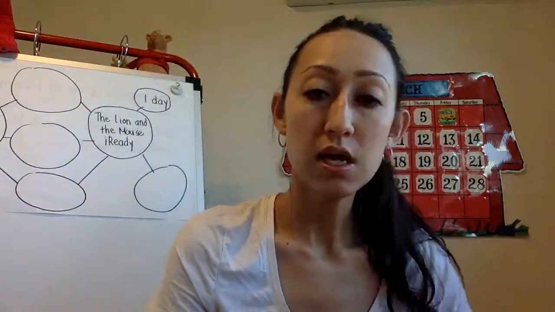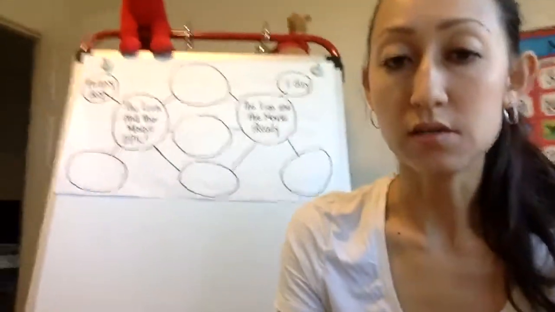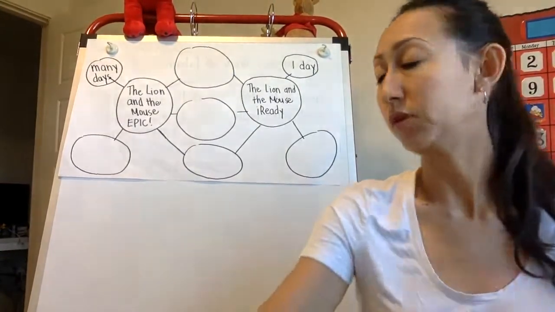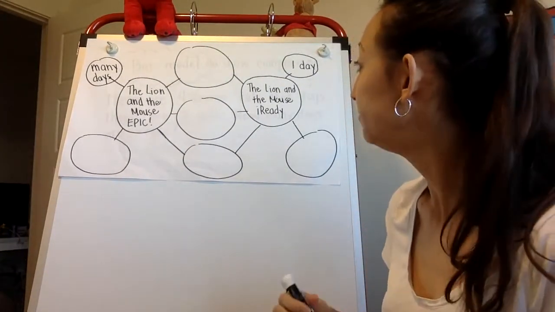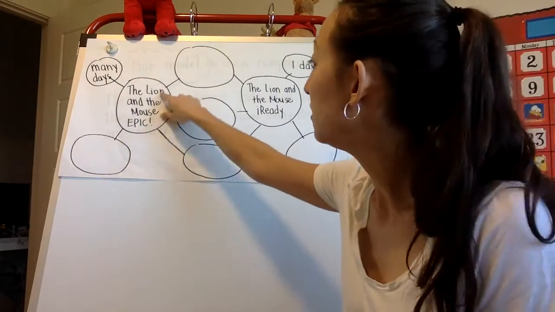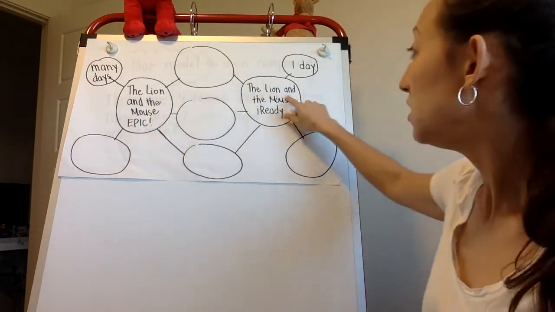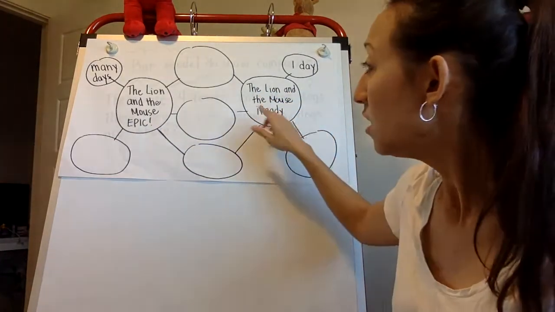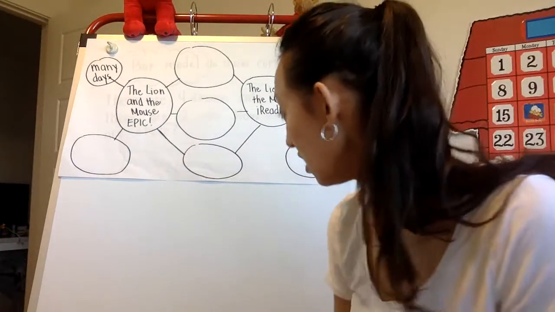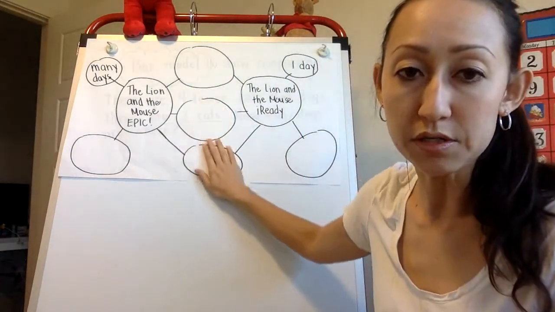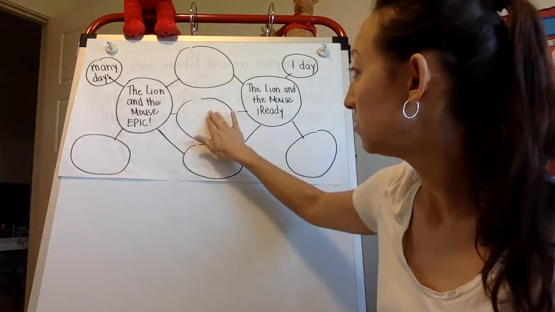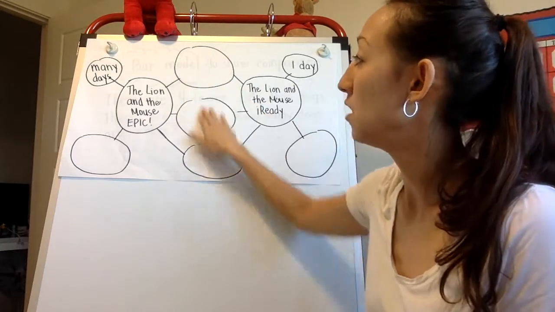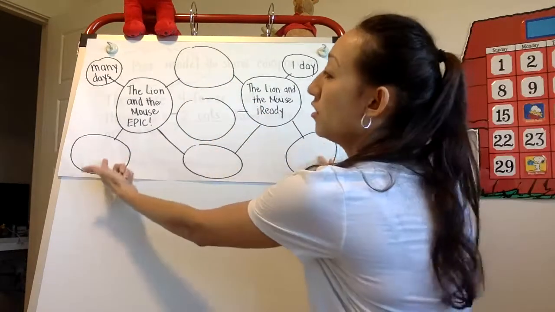Instead, I'm going to ask that you create a double bubble of the two versions that you read. One version you read yesterday was The Lion and the Mouse on Epic. And today's version, you're going to read The Lion and the Mouse from your iReady packet. These two versions have a lot of similarities you will find, so I would like you to do a minimum of 3 similarities. Today we are comparing and contrasting.